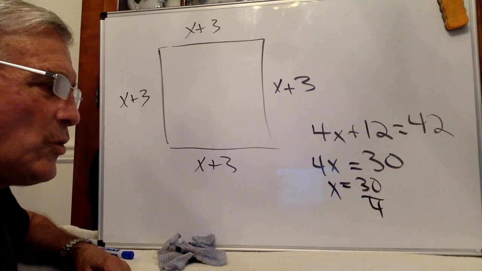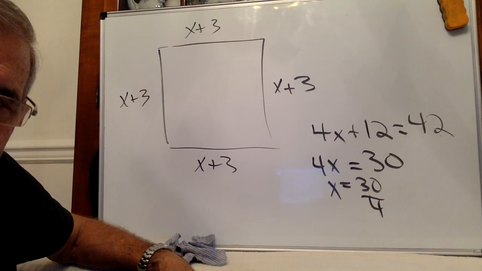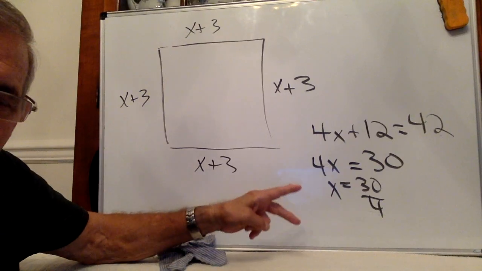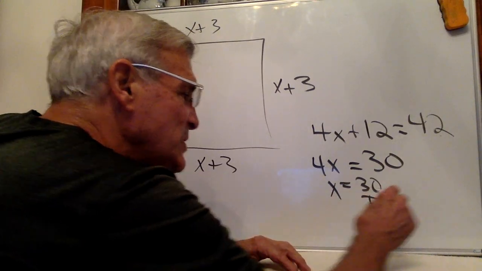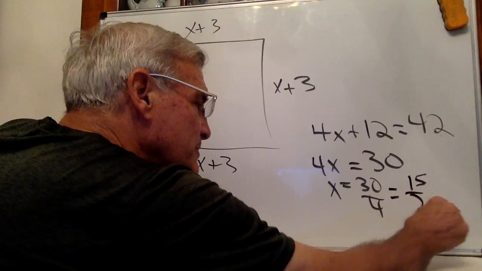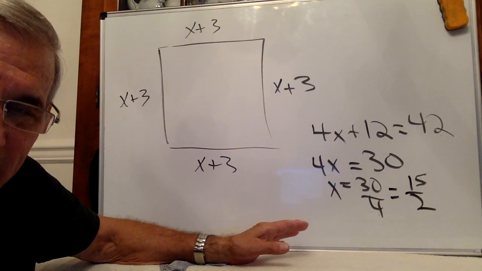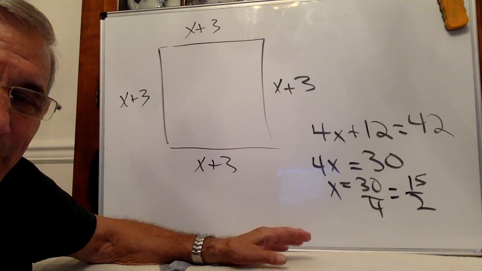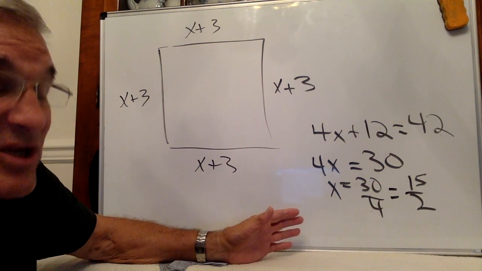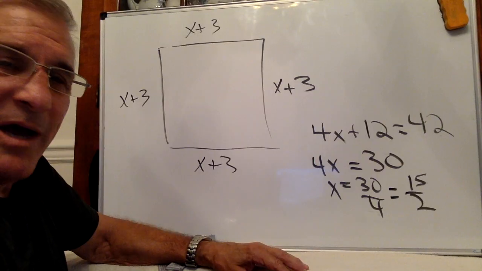Now, 30/4 is called a top-heavy fraction. The numerator, the number on top, is bigger than the number on the bottom. And if possible, you should always reduce a top-heavy fraction to lowest terms. 30/4 has a common factor of 2. If you reduce, you get 15/2. That 15/2 is a perfectly acceptable answer if you want to leave it that way. If you want to turn it into a mixed number, 15 divided by 2 is 7 and a half, or 7.5. That's also acceptable. But anytime you have a top-heavy fraction reduced to lowest terms, I will accept it.